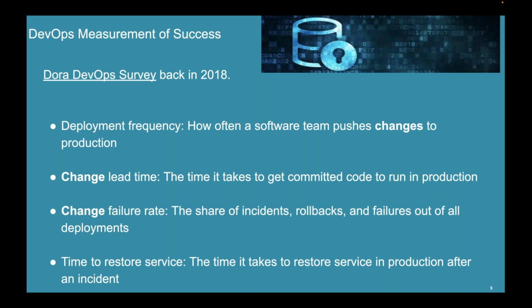No, that didn't really matter. The size of the company, did that really matter? No, the success rate came down to 4 key measures of success, and this is what they post on their website today. So the measures of success are the deployment frequency. How often are software teams pushing changes into production?